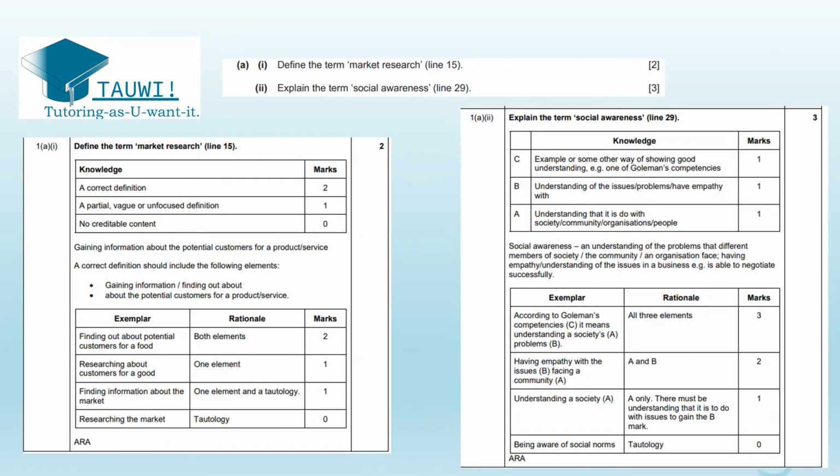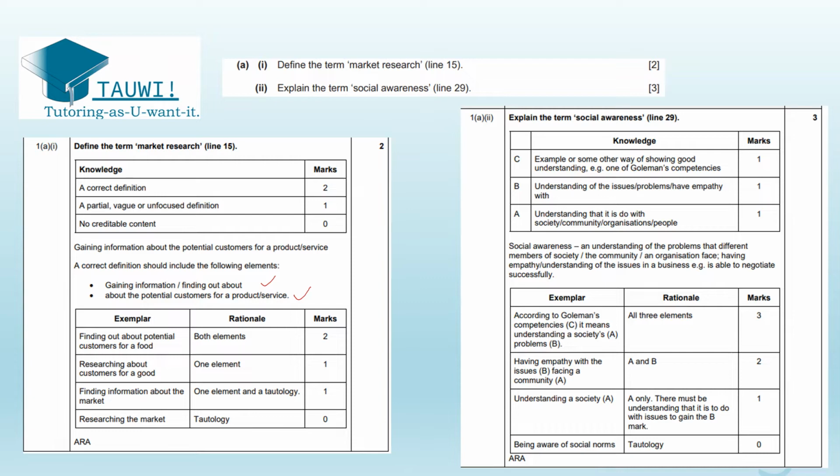Right, so let's start by defining market research. Market research, remember, is very, very important. We need to do market research. So how could we define market research? Market research is finding information. You need to find information that helps you in your business, that helps you to understand what your consumer wants and needs, and then more important even is what the demand is, what are people willing to pay.